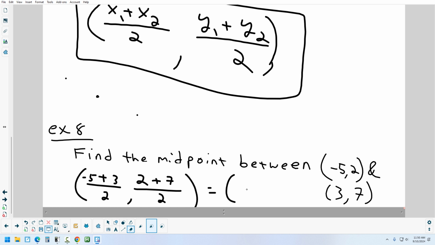What's -5 plus 3? -2. And then divide by 2? -1. That's why I erased the fraction bar, because I realized it wasn't going to end up as a fraction. How about the next one? 2 plus 7 gives me 9, but because that's odd, you can leave it as 9 over 2. If you want to write 4.5, that's fine. What I generally am not going to be looking for is a mixed number. We don't really use mixed numbers.